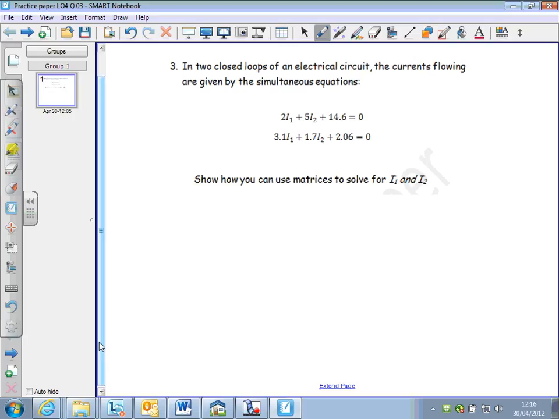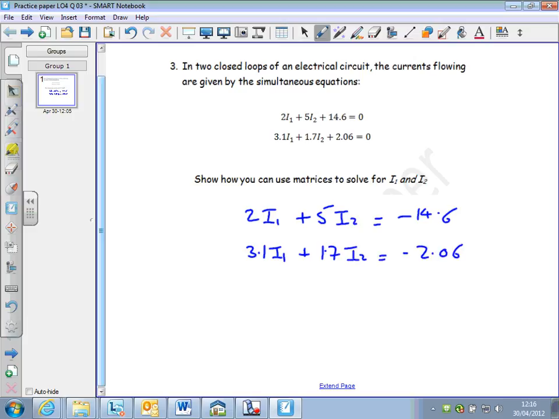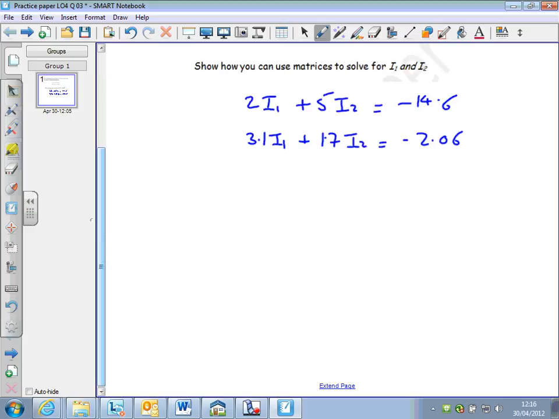So first of all, if we take the numbers, the 14.6 and the 2.06, over to the other side, we get 2i1 plus 5i2 equals minus 14.6. And then we also get that 3.1i1 plus 1.7i2 equals minus 2.06. So now we can write these in matrix form.